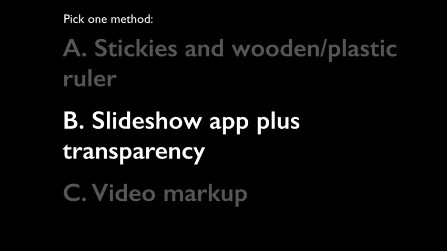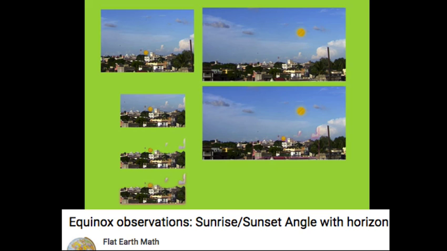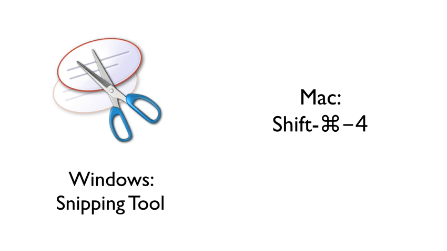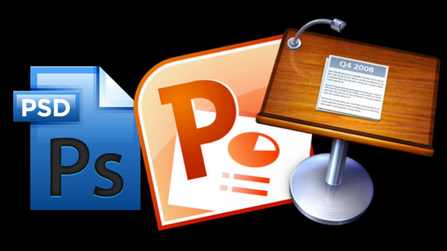Technique B, slideshow app plus digital transparency. This technique will use a similar procedure as our equinox video, when we measured the angle of the rising or setting sun and the angle it made with the horizon. This will require that you be able to take screen snapshots of a rectangular window on your screen, such as using the snipping tool in Windows or Shift-Command-4 on a Mac. It will also require that you have software to layer the two images and apply transparency, such as Photoshop or a slideshow app such as PowerPoint or Keynote.